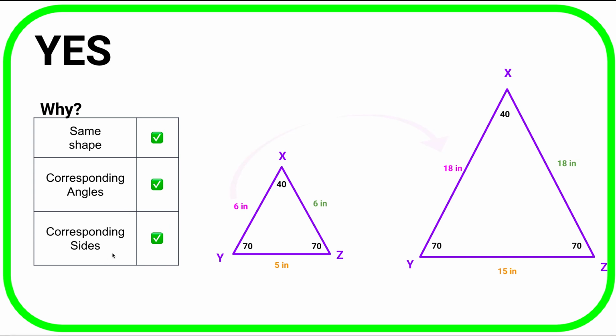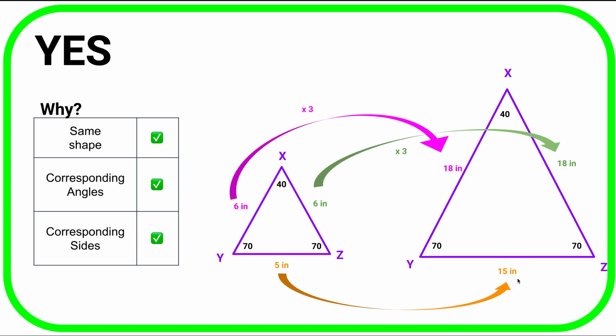And then lastly, our corresponding sides. To get from 6 to 18, we used a scale factor of 3. And then once again, 6 to 18 uses a scale factor of 3. And on the bottom, to get from 5 to 15, we also used a scale factor of 3, giving us the corresponding sides.